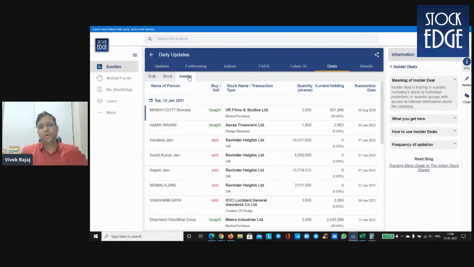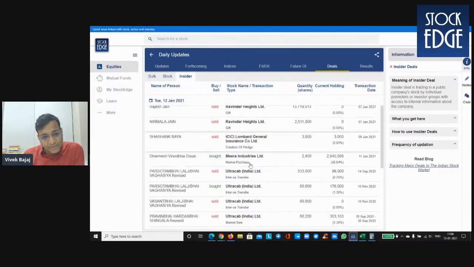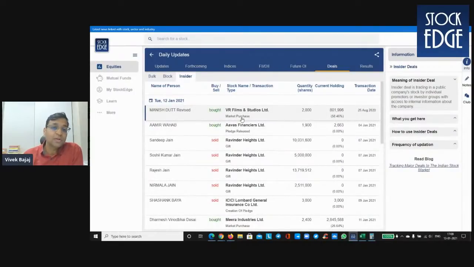Okay. Suppose you are not tracking specific stocks and you are just trying to figure out, is there any stock which could be of interest to me? So if you track insider on a daily basis, for example, the data gets updated by end of the day, probably by 7:38 p.m., depending upon when the exchanges throw the data to us. You can see insider has different components. Market purchase is when the insider is purchasing from the market. Okay. Gift is when the insider is giving a gift to some other entity. So it is not so relevant because the insider has not sold it.